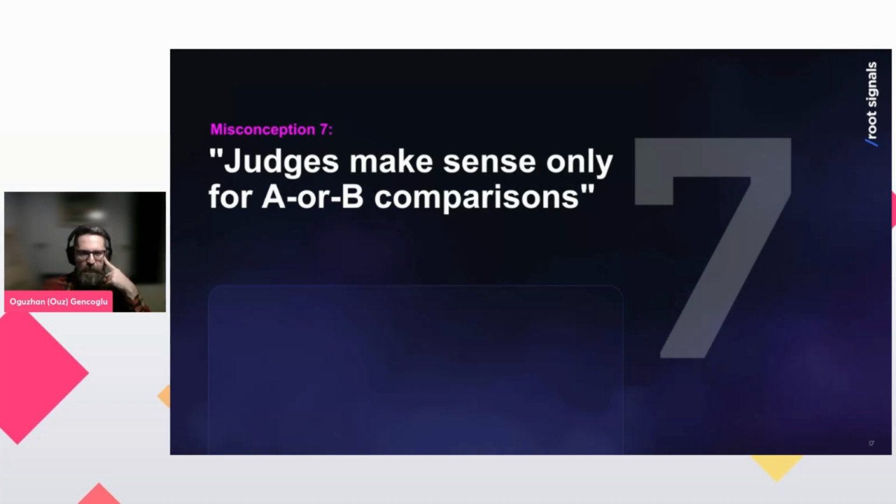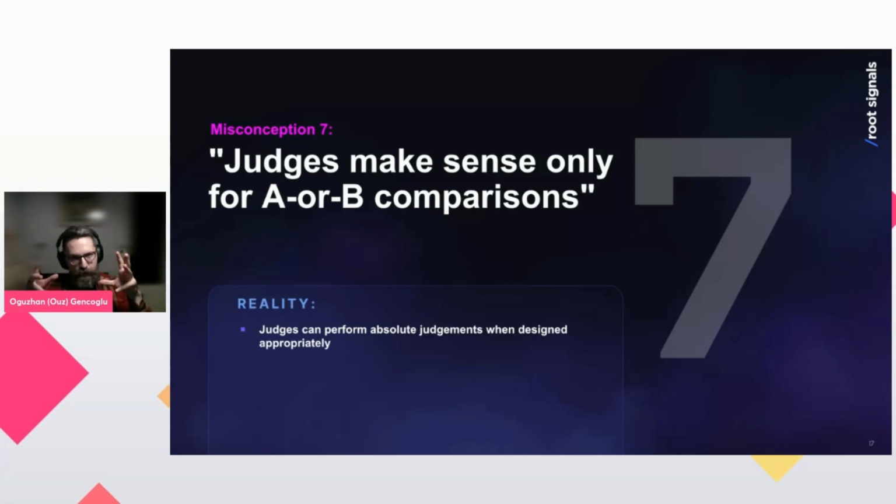Next misconception is that LLM judges make sense only for A or B comparisons. And what I mean by A or B comparisons is: is this response or output better than this other response? So most people think this reference way, or this relative way, is the only way to utilize LLMs as judges. But this is a misconception. And in reality, judges can in fact perform absolute judgments when designed properly. And by designed properly, I mean when you tune them properly, when you give the proper instructions, either in the prompting way or with in-context demonstrations and examples, when you give a rubric, this is the grading system I would like to have, they can actually perform quite well.